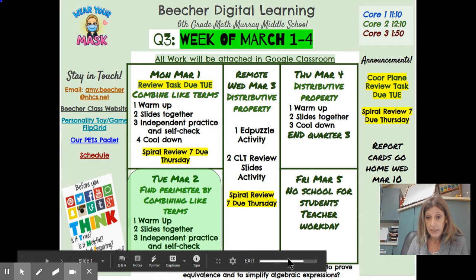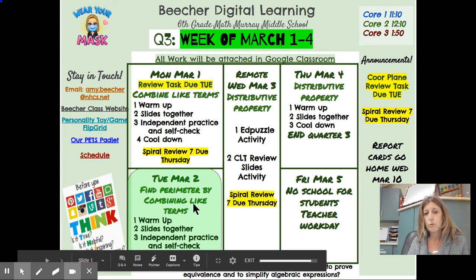So today we have a warm up. We'll do some slides together. We're going to continue to combine like terms, and then we'll have some independent practice. Your spiral review is due Thursday if you have time. And then also, hopefully by the end of class, you'll have that coordinate plane review task turned in.